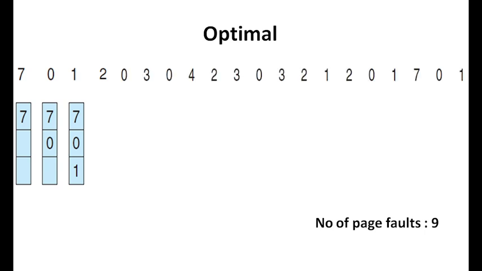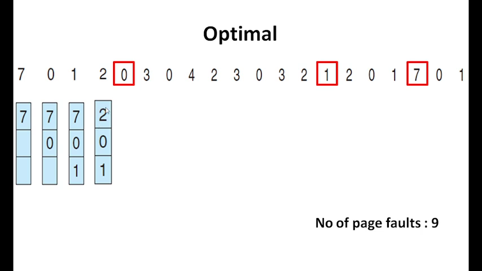So you have to look at all the future requirements and find out, of the 3 pages currently occupying the memory, which one will not be needed in the near future. 7 is going to be needed somewhere towards the end, 0 is immediately needed, and 1 is needed in between. Seeing these 3 requirements, we can clearly see replacement of 7 is the best choice, because we can avoid a page fault for a longer duration by replacing 7. So the optimal replacement will remove 7 and put 2 in that place. So this is the idea of the optimal replacement.